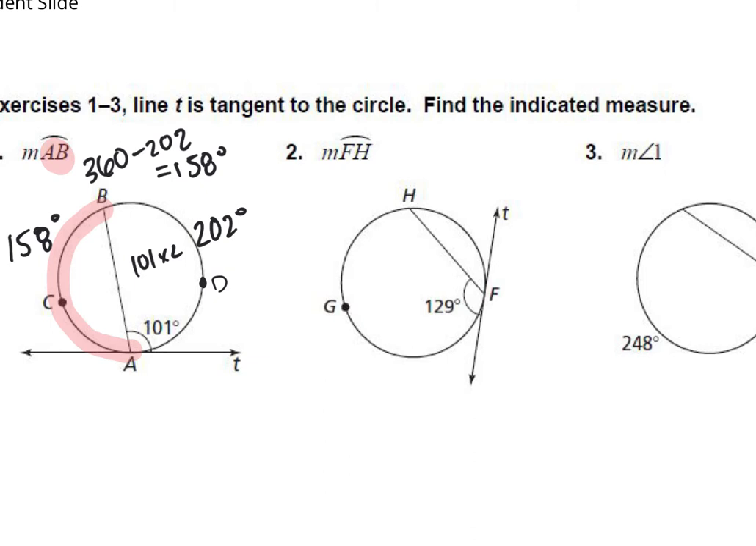Number 2, the measure of FH. Xavier? 102. How'd you get that? Because the other angle on the other side has to be 51. Why? It's supplementary to 129. Good. So 180 minus 129 gives you 51. And I doubled that. And then you doubled it and you got 102. I agree.